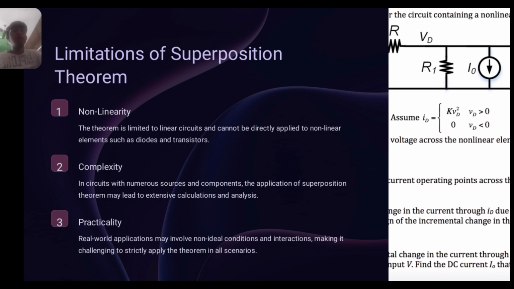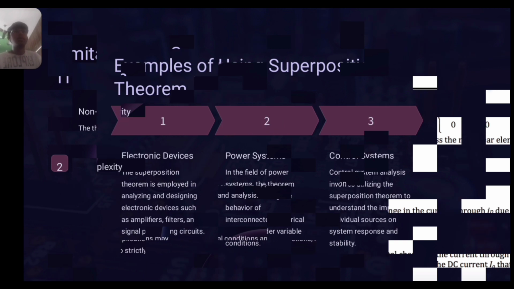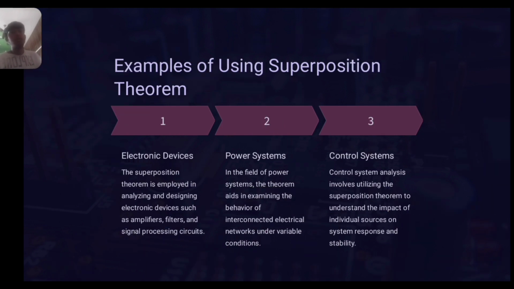Then we can see some examples of using the superposition theorem. First one, electronic devices. The superposition theorem is employed in analyzing and designing electronic devices such as amplifiers, filters, signal processing circuits, etc.